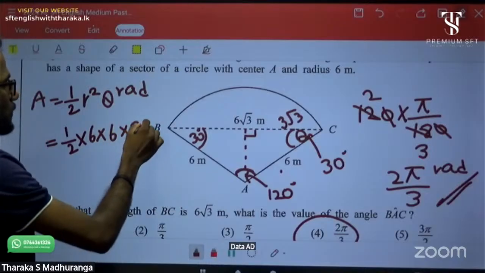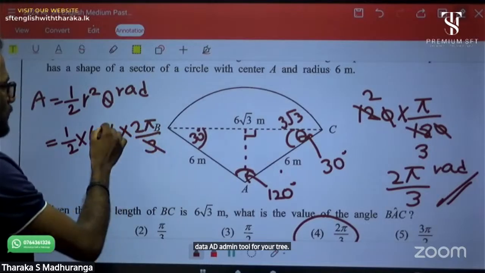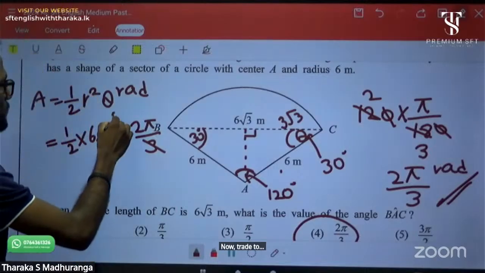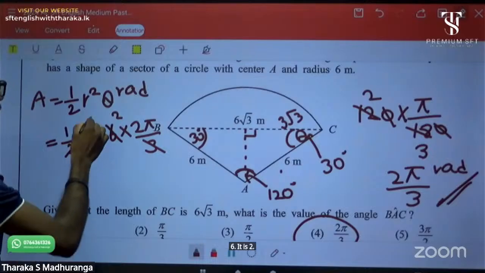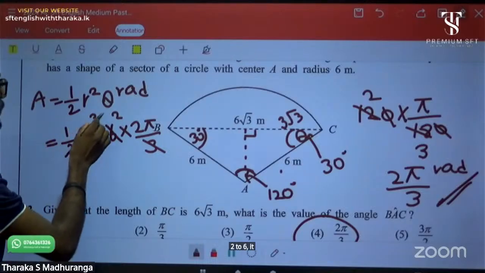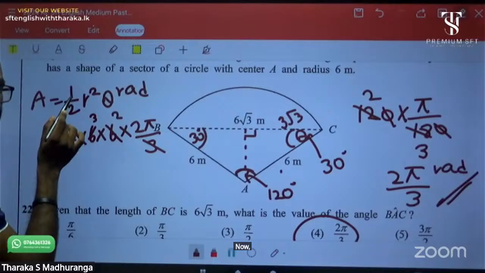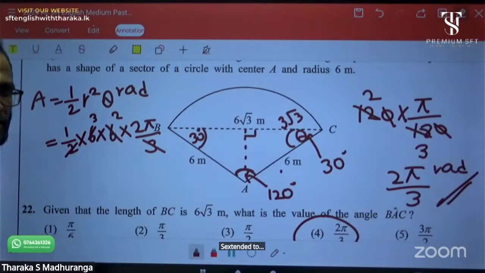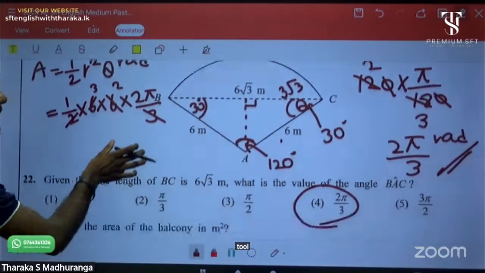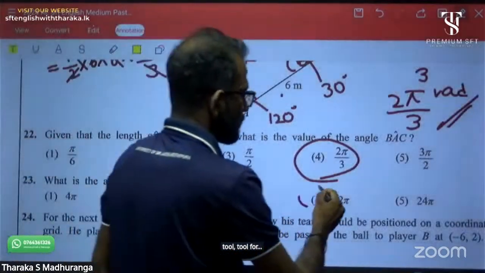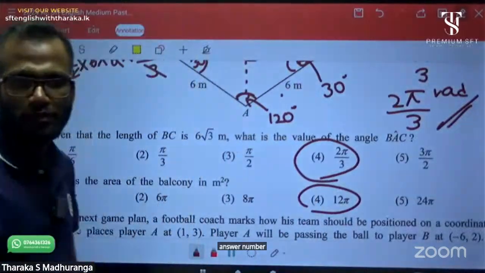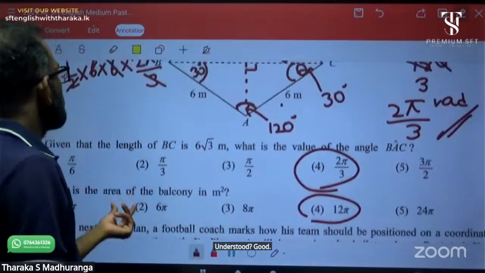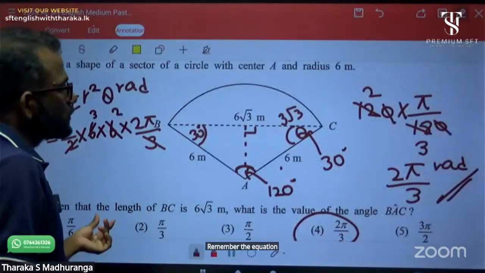2 5 over 3. Now 3 to 6, it is 2. 2 to 6, it is 3. Now 3 into 2, 6. 6 into 2, 12. 12 over 5. Answer number 4. Understood? Good. Remember the equation: half r squared theta radian.